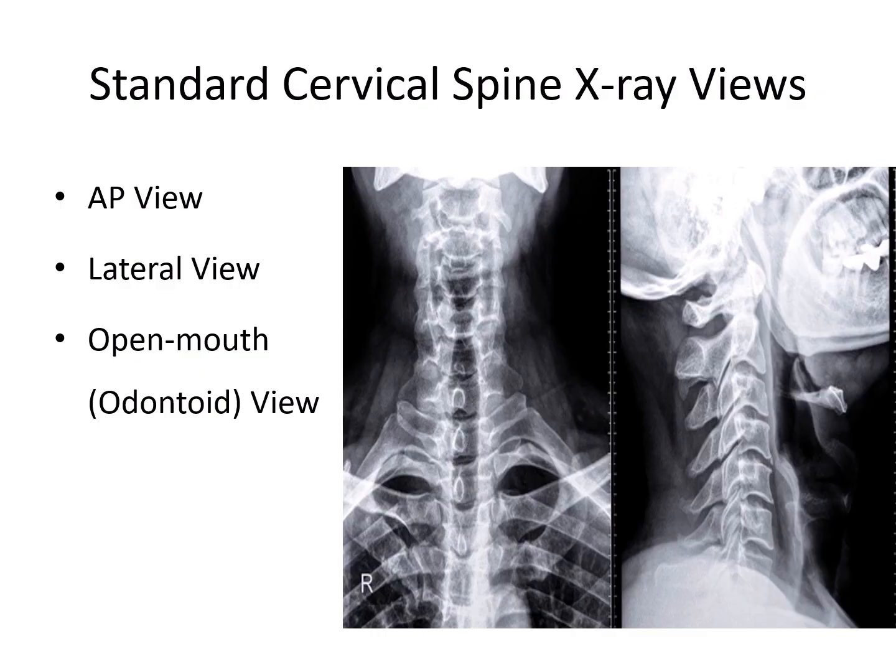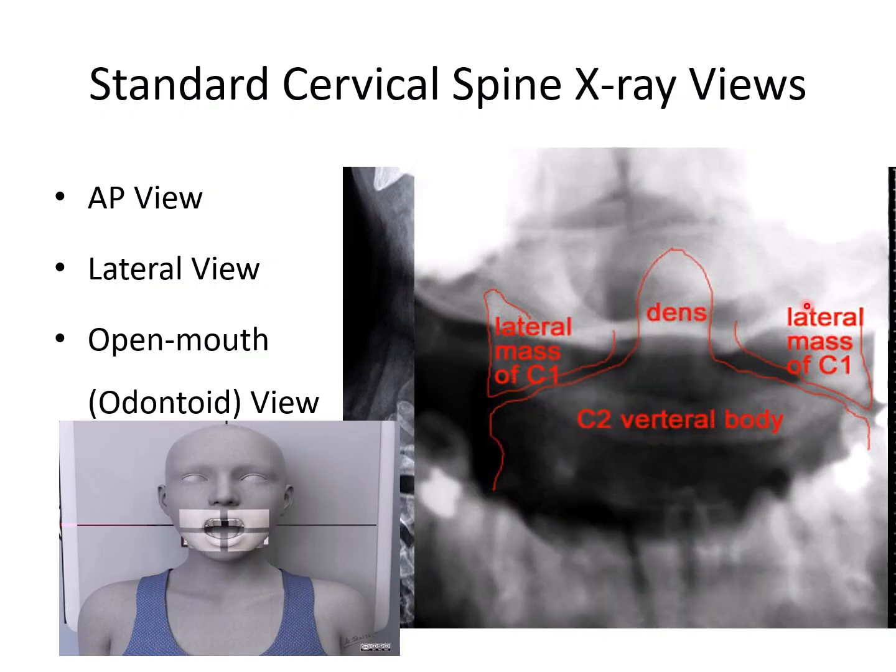The standard cervical spine X-ray views are the AP view and the lateral view. These are the most commonly done views, and the open mouth view or odontoid view is a specialized view for the dens or odontoid process of the C2 vertebra. In this image, the first is the AP view, the second is the lateral view, and this is the open mouth or odontoid view, specialized for visualization of the dens.